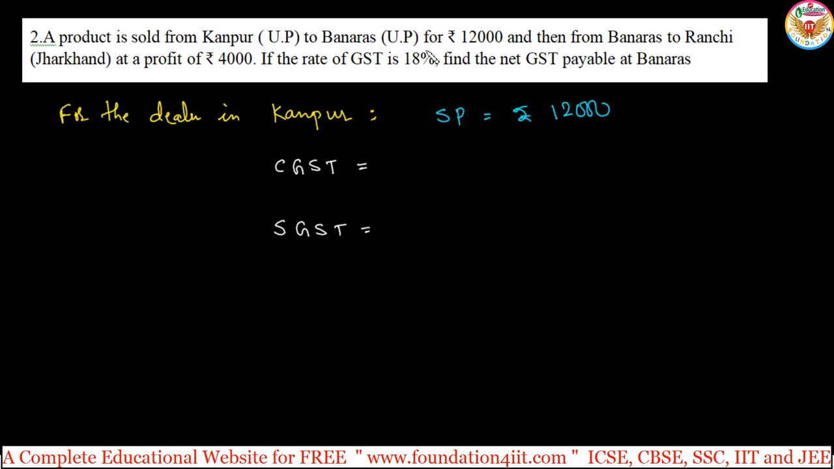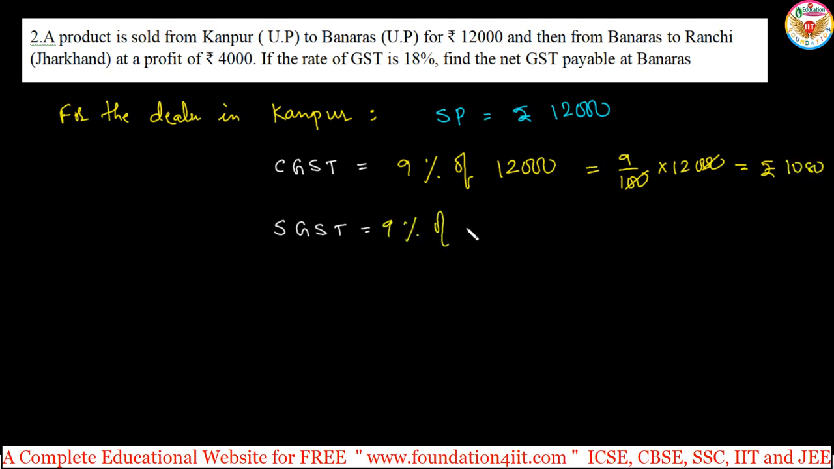So total GST is 18%, and half of that is 9%. So 9% on this 12,000 you calculate. 9 by 100 into 12,000, cancel this, 120 into 9, so 1080. Same for this also, 9% of 12,000 is exactly rupees 1080. There's no change. So central GST and state GST are exactly half of that. This is the intra-state first case.